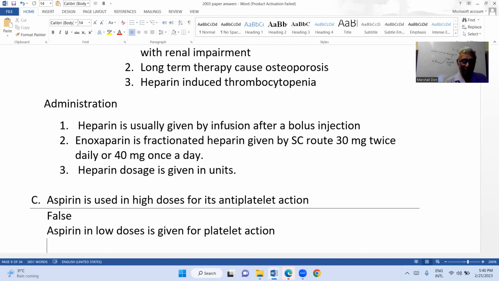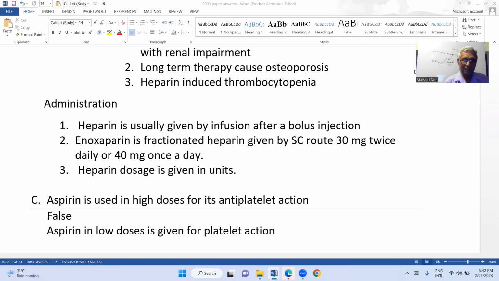So enoxaparin is given subcutaneous, remember that, and it is not given in other routes. Heparin is not given in milligrams, it is in units. Heparin is calculated as units.